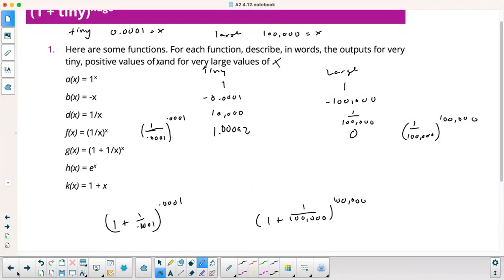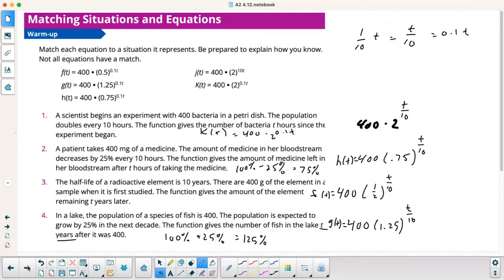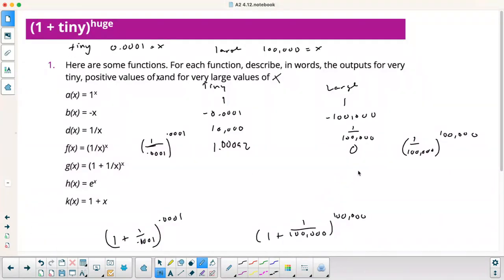So remember, and I gave you the formula at the beginning, as n approaches infinity. So as n gets bigger and bigger, this value right here is going to be my E. So it's an approximate because you can never get exact. So let's go ahead and do each of these.